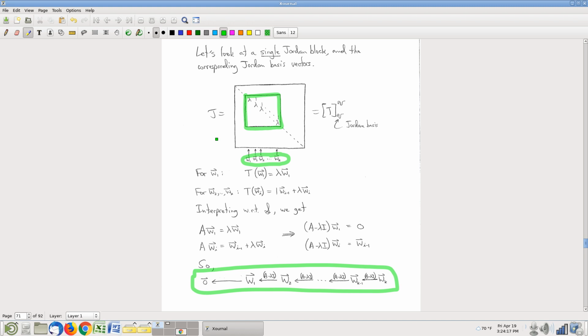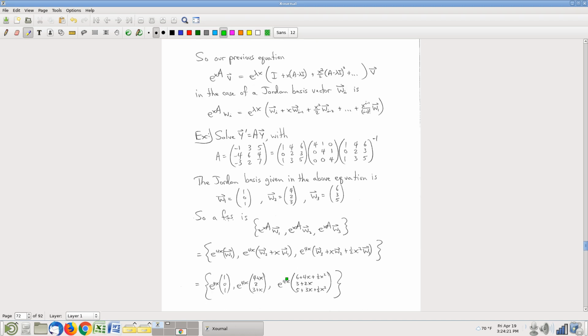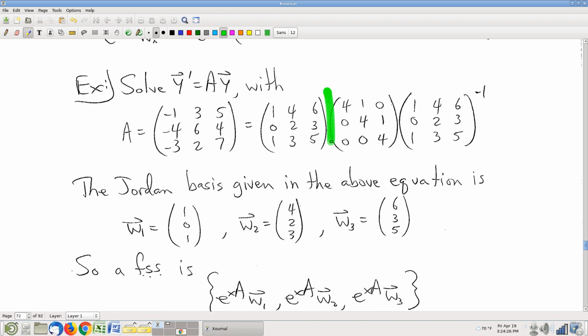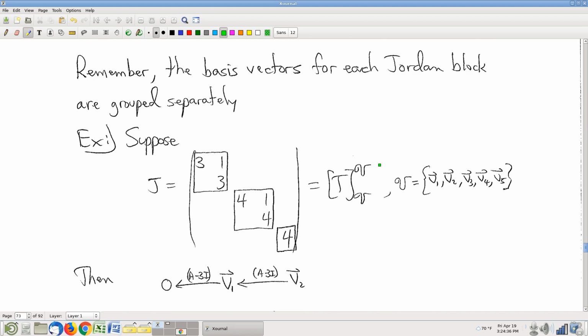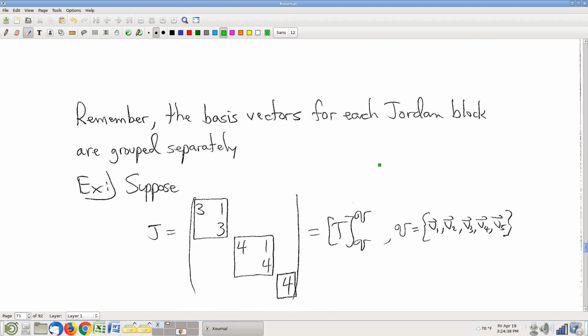So I want to show you an example now where this actually becomes relevant. If we look back at the first example that we did, notice in this Jordan form, there is only one Jordan block, so there's nothing to worry about. But let's look at this next example here. Here's a Jordan form, and notice there are 3 Jordan blocks. Let's look at that first Jordan block.